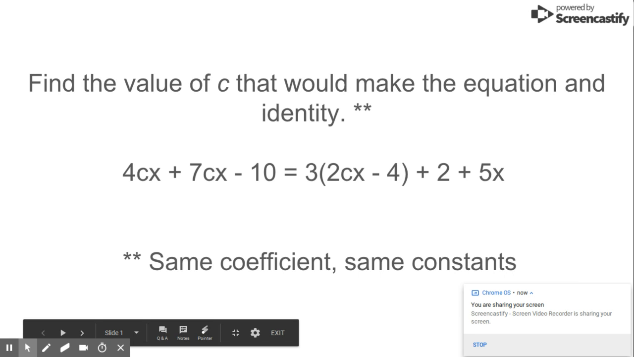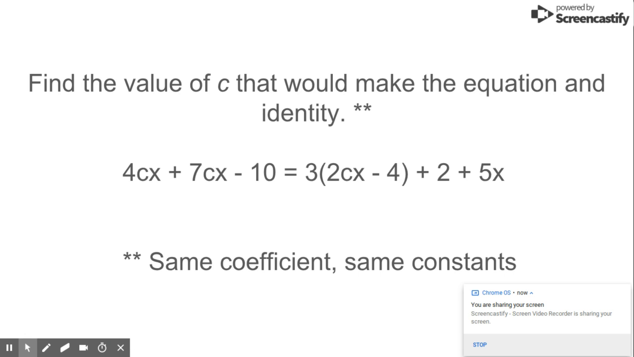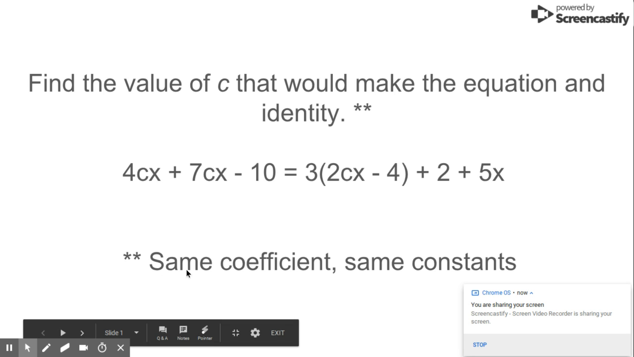Okay, so this problem asks us to find the value of c that would make the equation an identity. Just remember that an identity means that the equation has infinite solutions, and what that would look like is the same coefficient with the same constants.